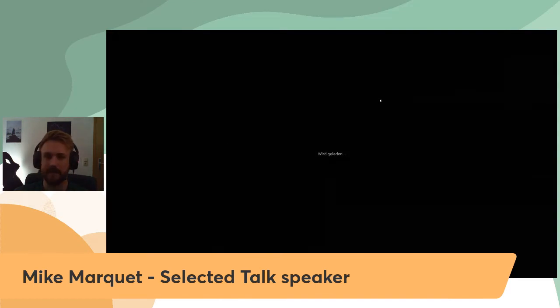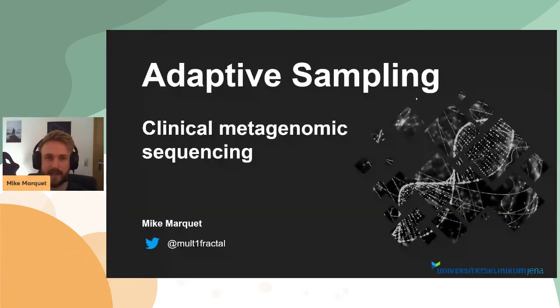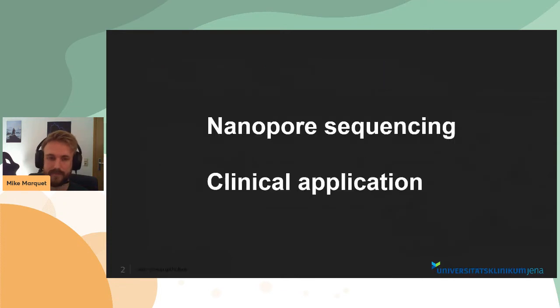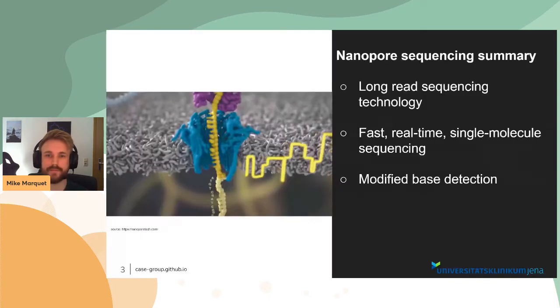And today I'm going to talk about adaptive sampling, which is a nanopore sequencing technology, and how you can use it in clinical metagenomic sequencing. So I separated my talk into subtopics: first nanopore sequencing and how it works, what adaptive sampling is, and then we take a closer look at its clinical applications where you can use adaptive sampling.